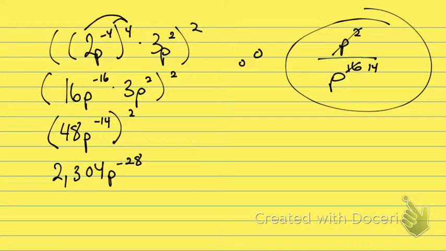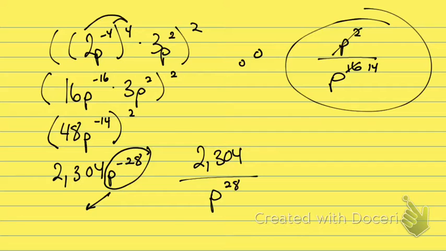Now what is to the negative 28 in this expression? P. Just p. All right? So this, I like to just do an arrow saying I got to send that downstairs to become positive. And that leaves me with 2,304 over p to the 28th. Okay? And that would be my simplified answer.